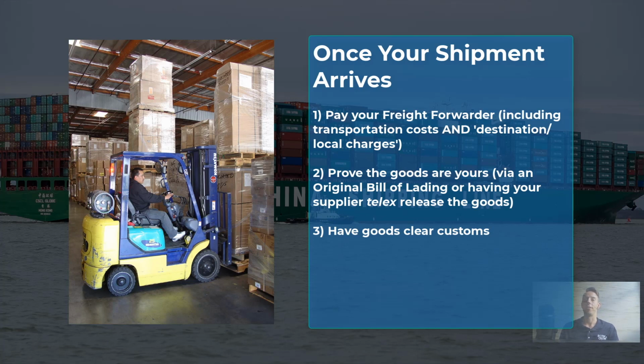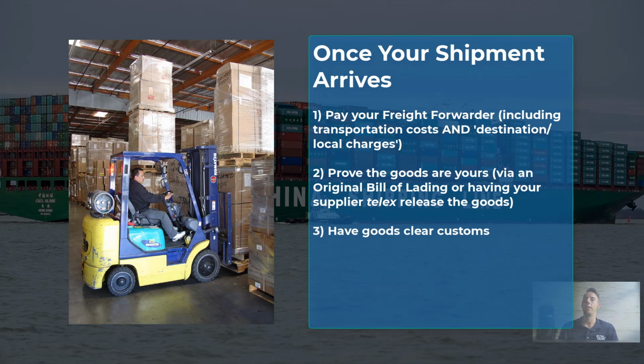The better way to do things and the more convenient way to do things is to ask your supplier to telex release the goods to you immediately. And when your supplier does this, when they telex release the goods, it basically notifies the freight forwarder that, okay, Dave Bryant is the actual owner of these products, and when he comes and picks them up, he's the actual owner, so please do release these goods to him.